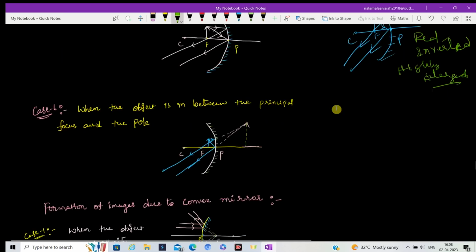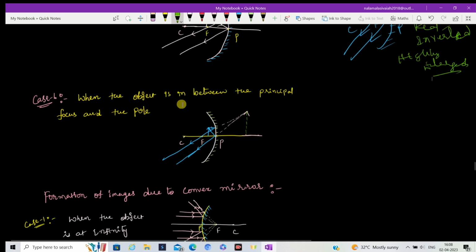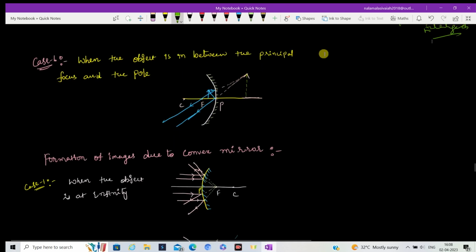And the last, sixth case, is very important. Many times in the board exam they ask this question. Very important, you have to put star marks, five stars also you can keep. They will be asking this as a 3 marks question.